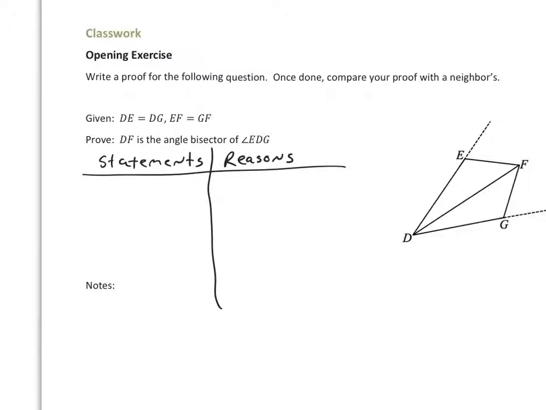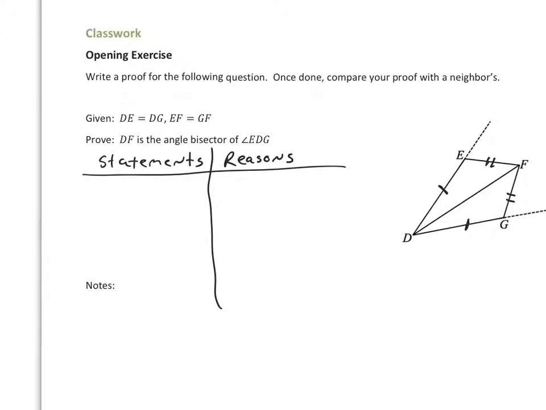Then I'm going to look at my picture, look at what I've been given, and see if I can find any congruent angles and sides to match up. Looking at the given, I have DE is equal to DG, so I'm going to put congruency marks through those two sides. Then I have EF is equal to GF, so I'm going to make congruency marks for those two sides. And then I'm trying to prove that DF is the angle bisector of angle EDG.